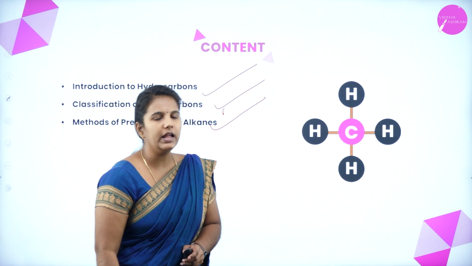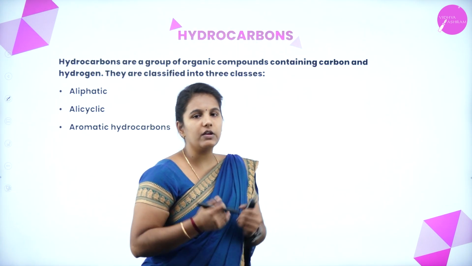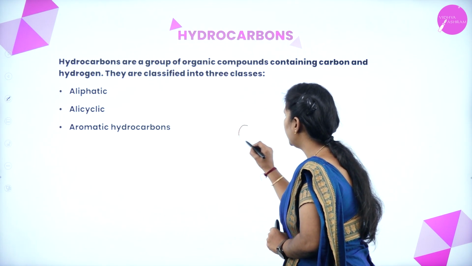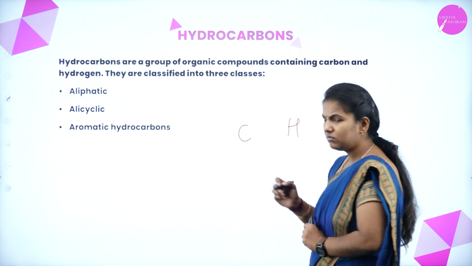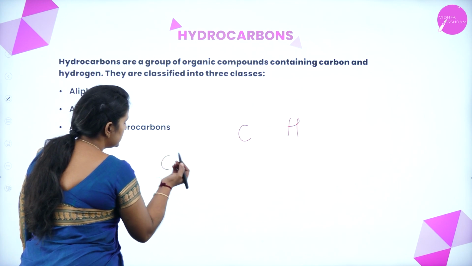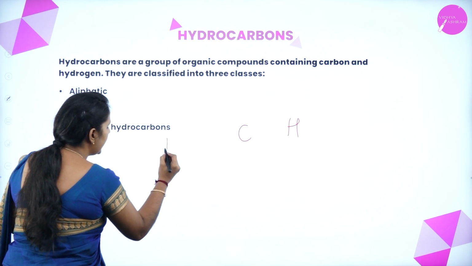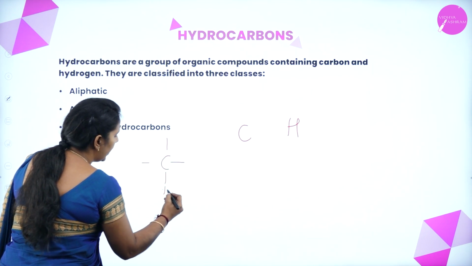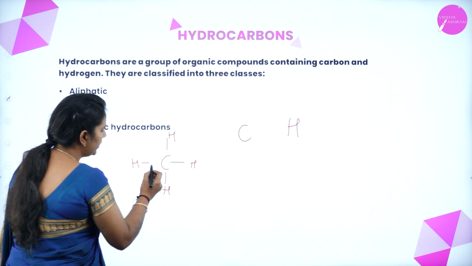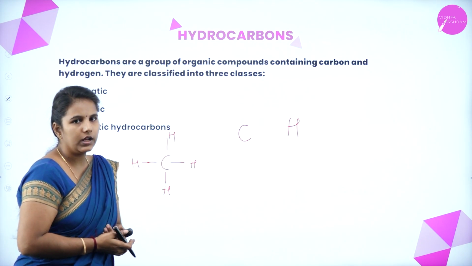Let's see what hydrocarbons are first. We have already studied that hydrocarbons are organic compounds which consist of carbon and hydrogen. The best example is methane, where there is only one carbon atom attached to 4 hydrogen atoms. So if a compound consists of carbon and hydrogen, it is said to be a hydrocarbon.